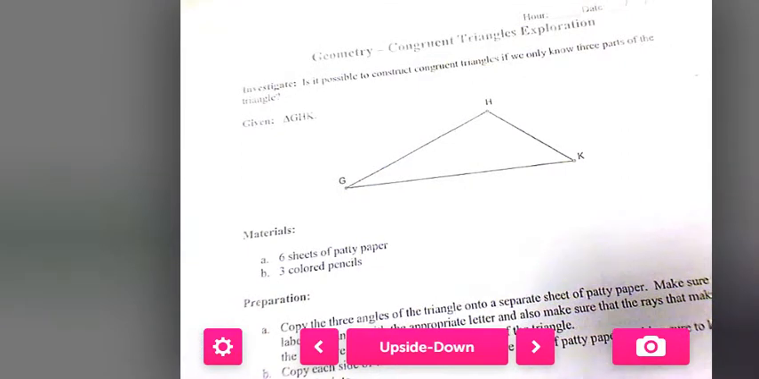And then we're going to copy each side. So I'm going to do an example of one angle and one side. And I need you guys to pay attention, because if you mess this up, it is difficult to do the activity.